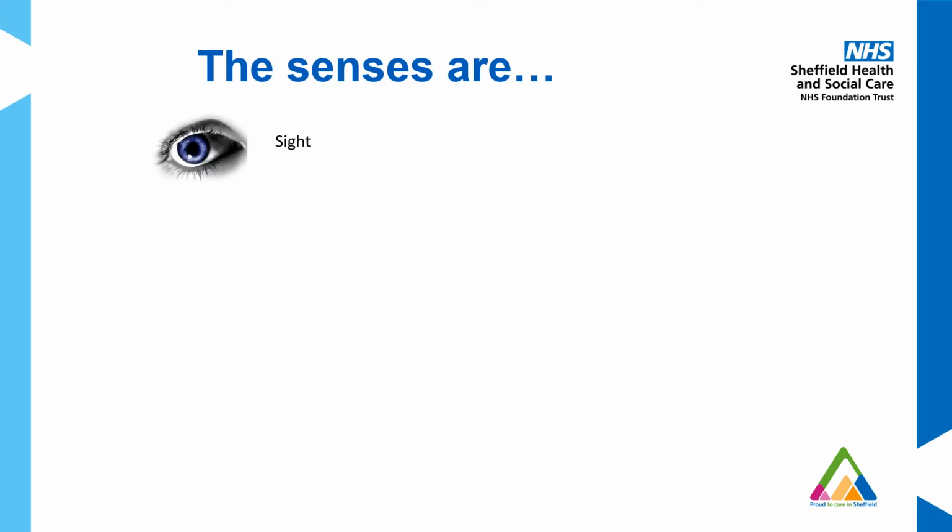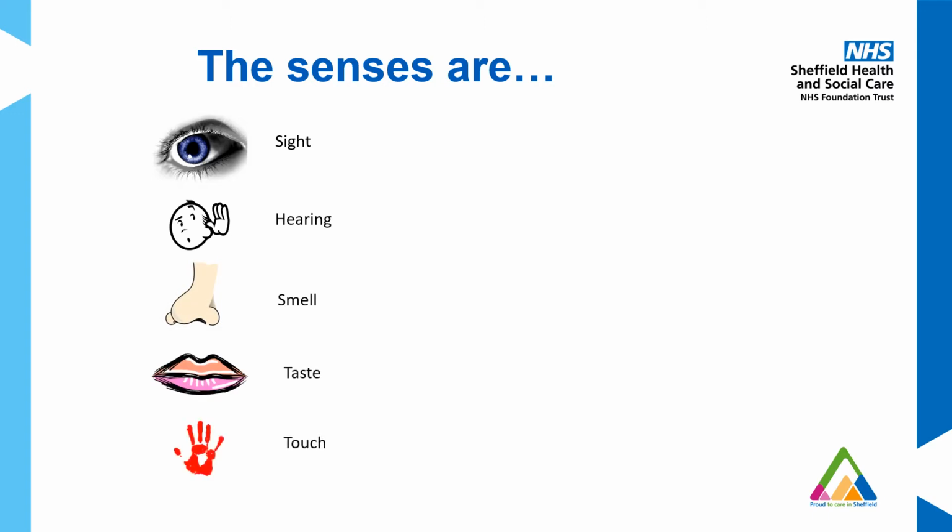So we have sight, hearing, smell, taste and touch. We're all familiar with these 5 basic senses. It's likely you know something about how they work. With sight, light comes into our eyes and hits the retina at the back of the eye.